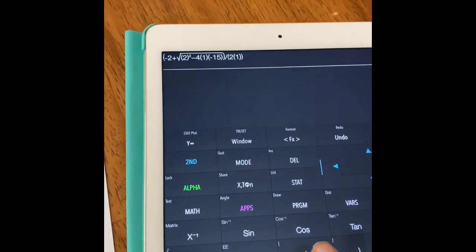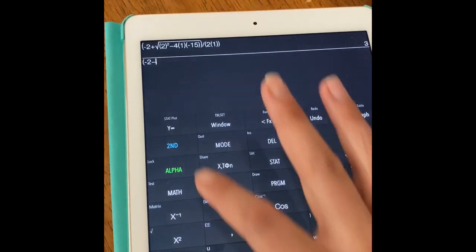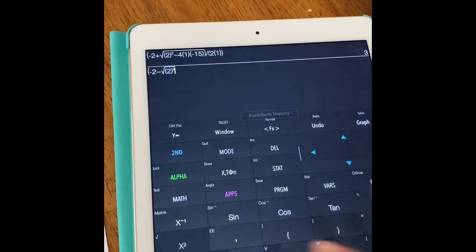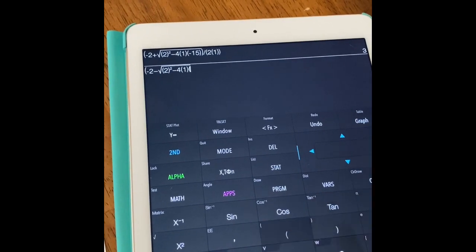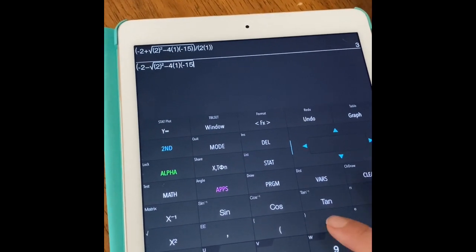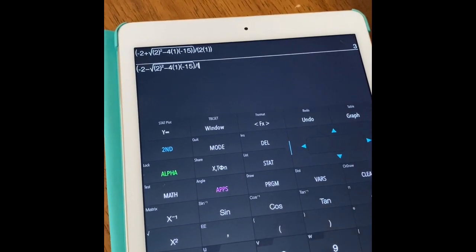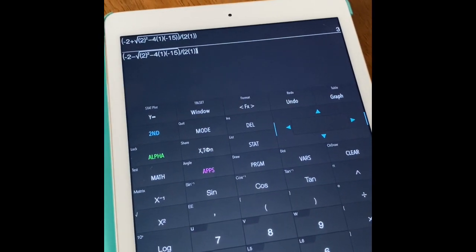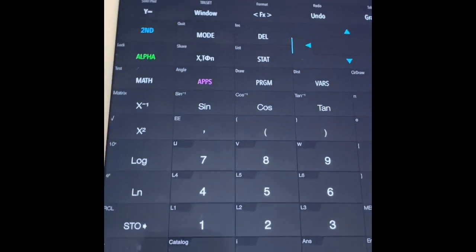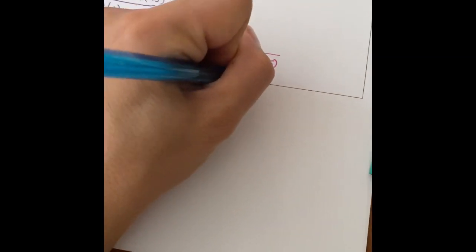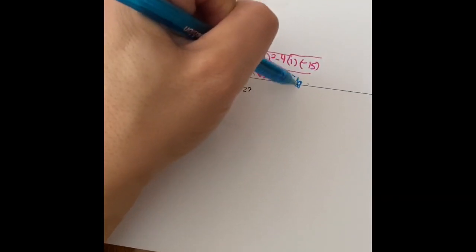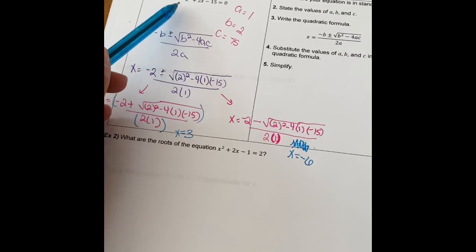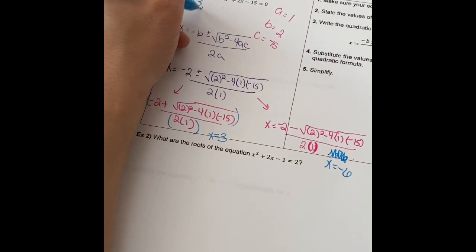I'm just going to clear it out, type it in real quick. Minus the square root 2 squared minus. Okay, and then when I hit enter, I get a -6. So this answer right here is a -6. Okay, so the zeros for this quadratic equation are 3 and -6.